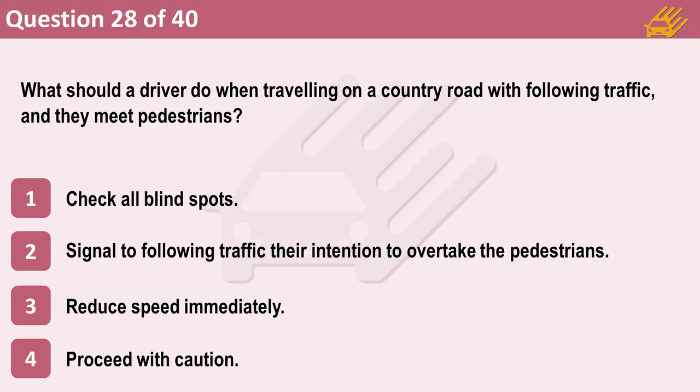What should a driver do when traveling on a country road with following traffic and they meet pedestrians? 1. Check all blind spots. 2. Signal to following traffic their intention to overtake the pedestrians. 3. Reduce speed immediately. 4. Proceed with caution.